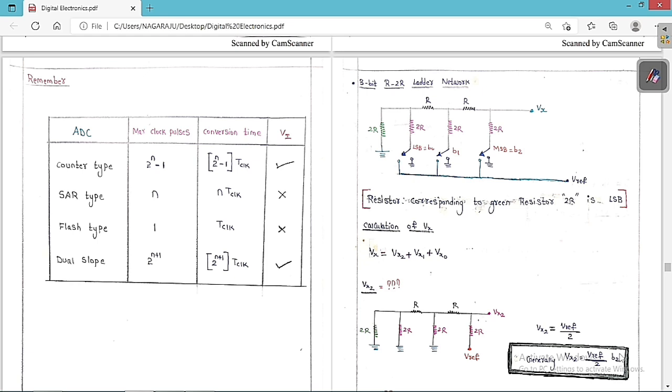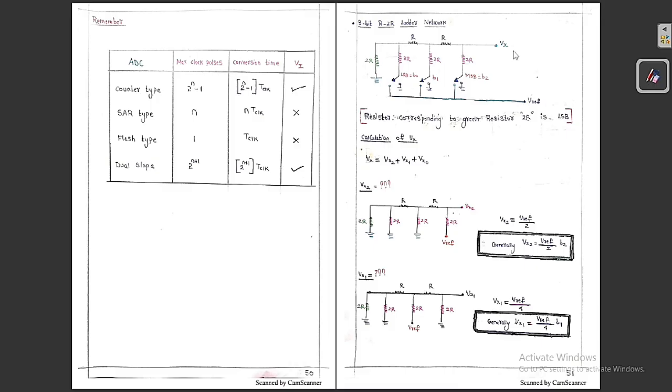This is an important expression that you always need to keep in your mind. Whenever switch B2 is on, the general expression of Vx2 is V reference by 2 into B2. Similarly, we will find the value of Vx1 and also Vx0. Suppose I now want to find Vx1: only switch B1 is on and the remaining two switches are off, which means we ground them. So switch B0 is grounded and switch B2 is also grounded.